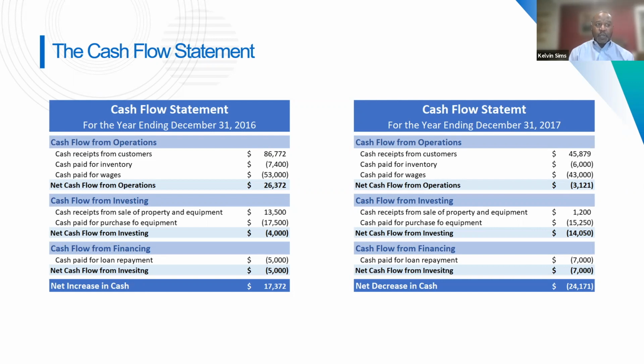We would need to, as a business owner, understand why my business dropped almost 30,000 from 26,372 to the negative $3,121. We would need to understand why. And these are the types of reports or statements that help you investigate and help you look at what the business is doing and how the business is looking for the future.